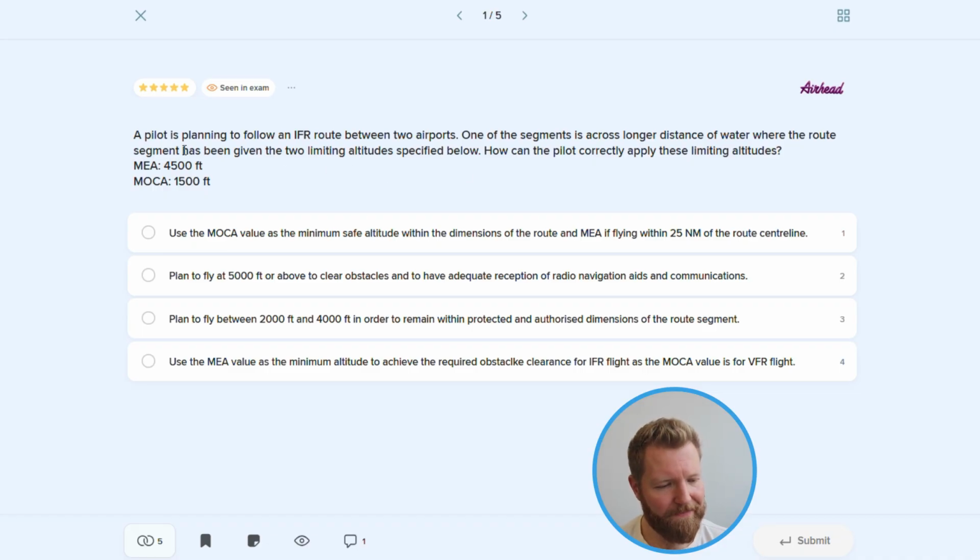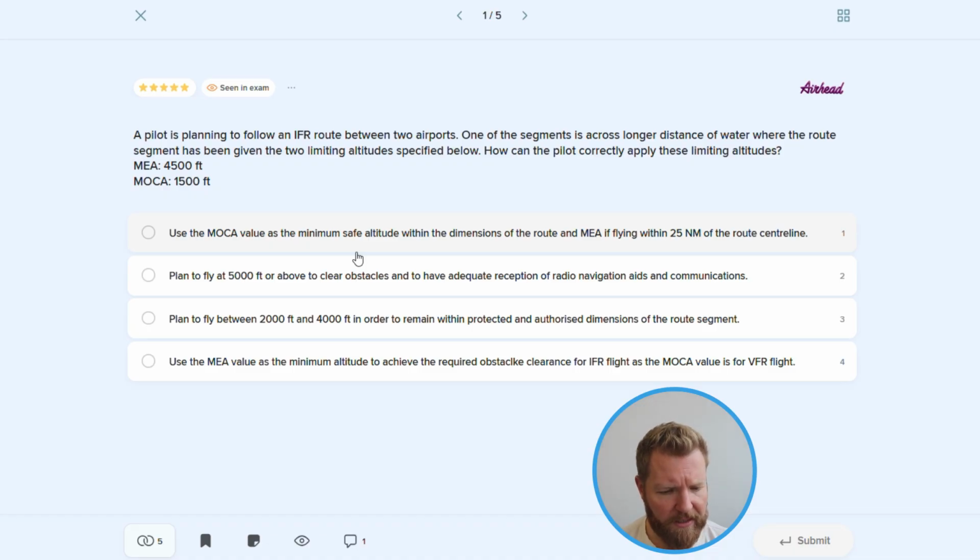Question number 1. A pilot is planning to follow an IFR route between 2 airports. One of the segments is across a longer distance of water where the route segment has been given the 2 limiting altitudes specified below. How can the pilot correctly apply these limiting altitudes? MEA 4,500 feet and MOCA 1,500 feet.